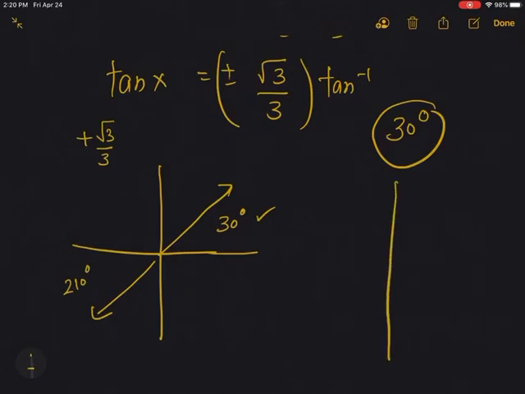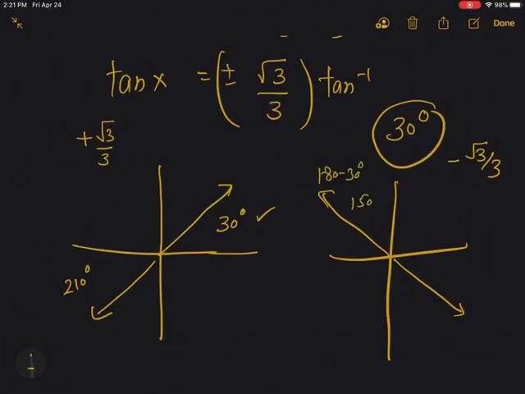Okay, now let's say I'm looking at negative radical 3 over 3. Tangent is negative in the second quadrant and fourth quadrant. In the second quadrant, we take away the reference angle, so it's 180 minus 30, and my answer would be 150. Fourth quadrant, it's 360 minus 30, which is 330. Here you go, that's how we do it. Again, don't forget, you need to find all possibilities for the missing angle.